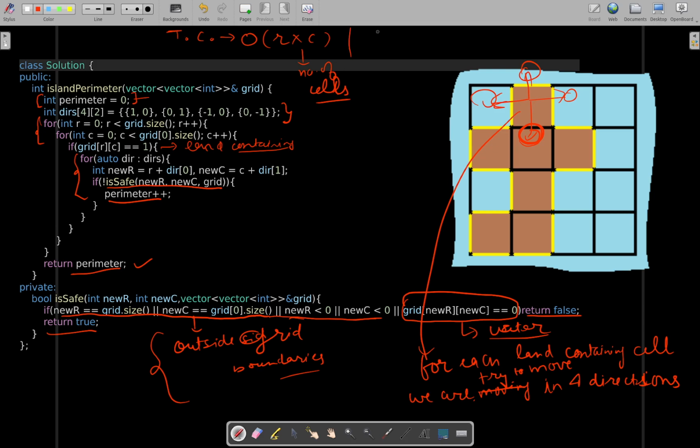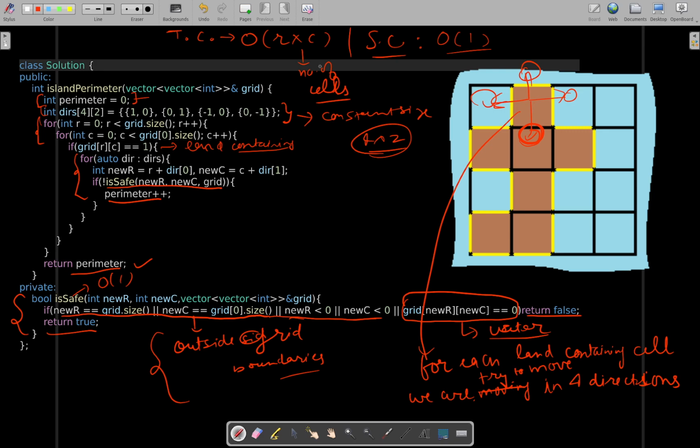As far as space complexity is concerned, you might have observed that we are not using any extra space here. This whole function is working in constant extra space, and the array that we are using to go in the directions is of constant size, which is by the way 4 into 2. So we are not counting it. It is not varying with respect to the input size of the grid. So space complexity wise it's constant, order of 1. Okay, so these are the complexities.